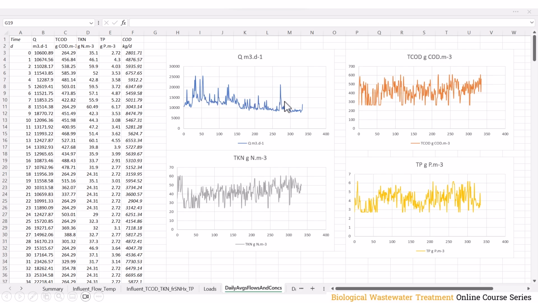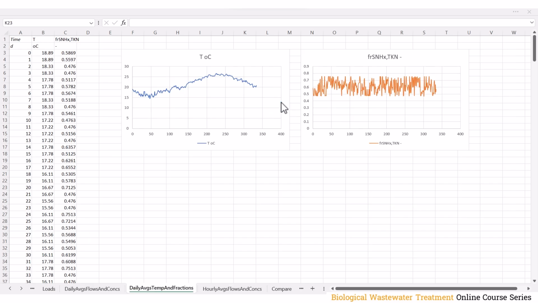And then towards the end of the year, we have lower flows coming in, although some spikes likely due to rainflow events. And so we're going to import this data into the model. In addition, we also have variability related to temperature.